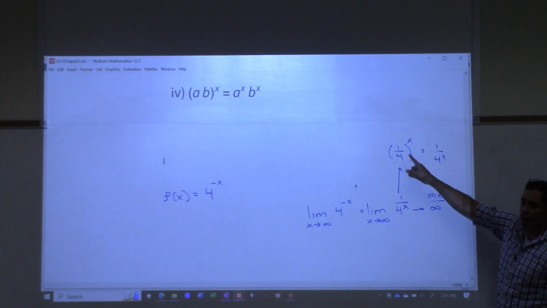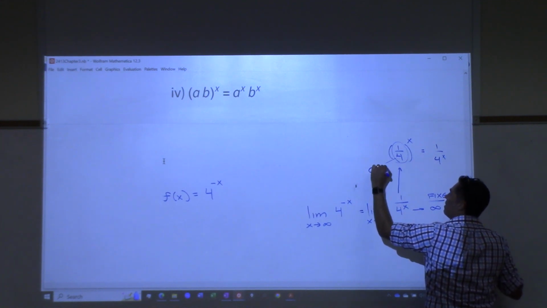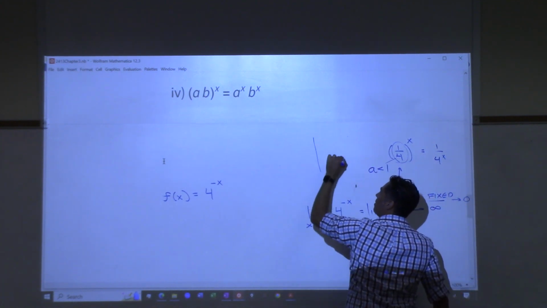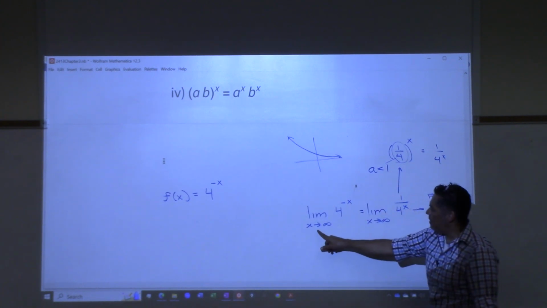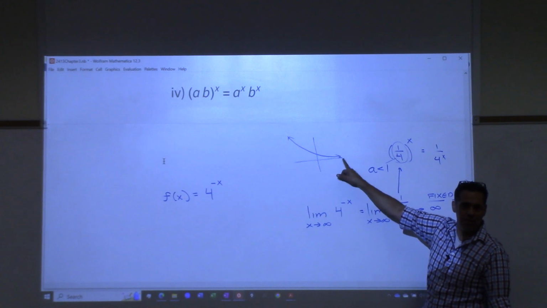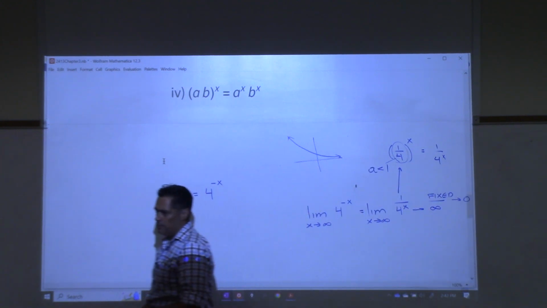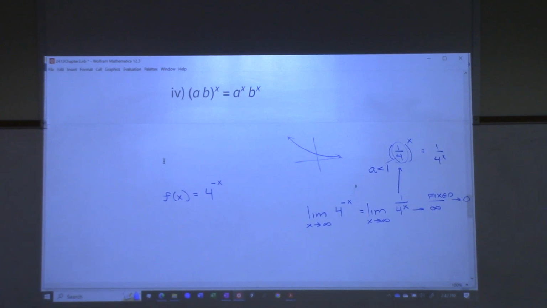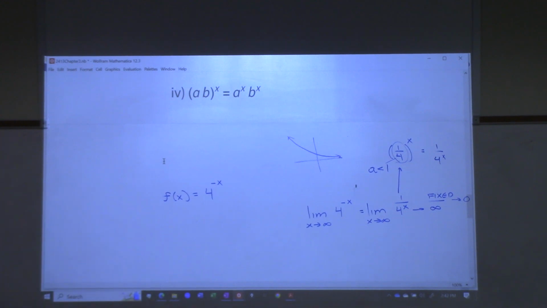And if I write it this way, then the base here, that's my a, is less than 1. And we just said that if a is less than 1, it looks like this. And if I want to know what's happening as x goes to infinity, you can see from the picture that it's going to 0. So there are a bunch of different ways you can understand this. The most important thing is that you have a way to do it. I don't care which way you look at it.